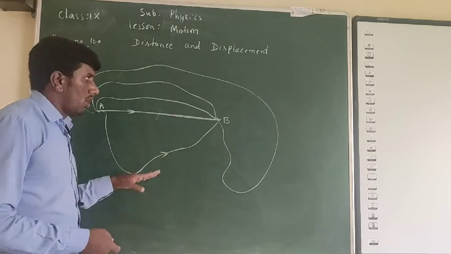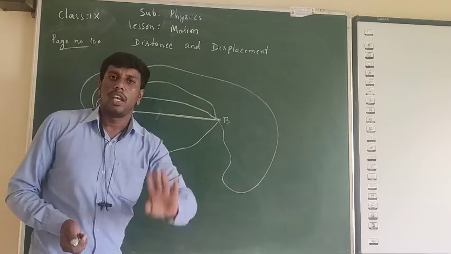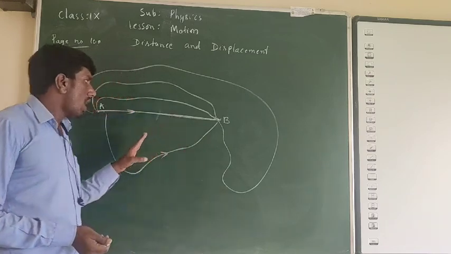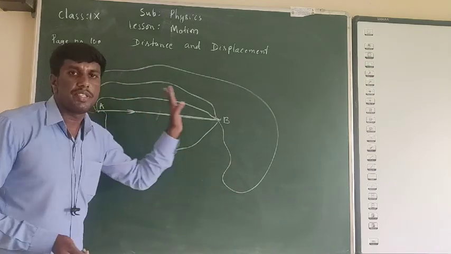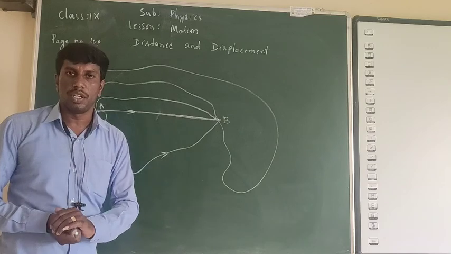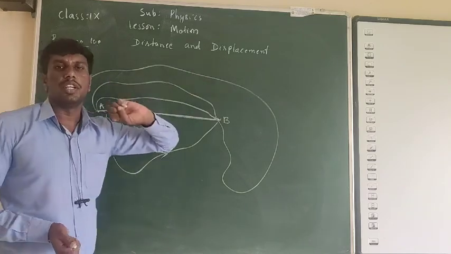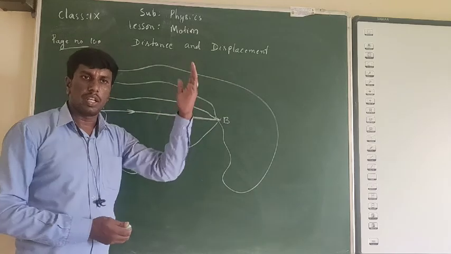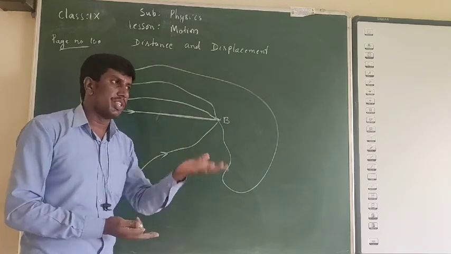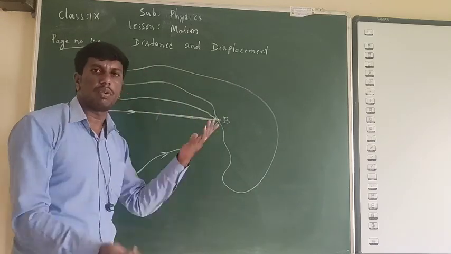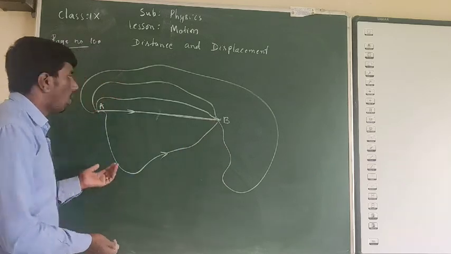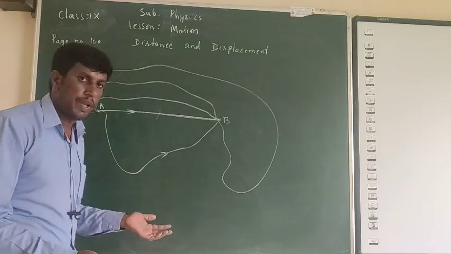So what do you mean by vector quantity? What do you mean by scalar quantity? If it is having both magnitude as well as direction, it is a vector quantity. If it is having only magnitude, there is no direction, then it is a scalar quantity. So we can divide physical quantities into two parts: vector quantity and scalar quantity.